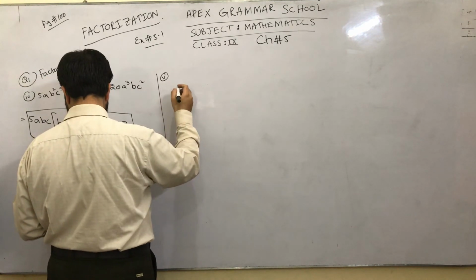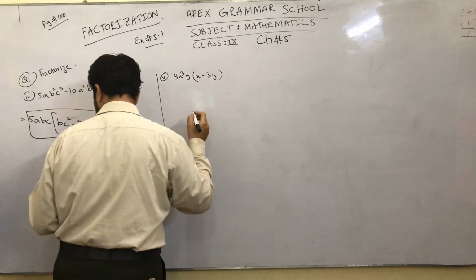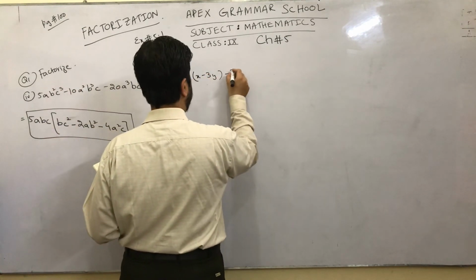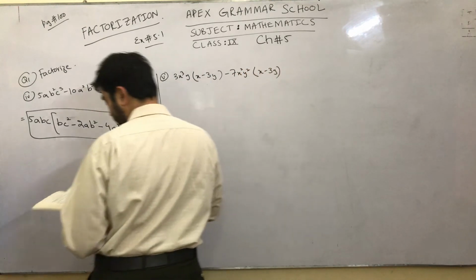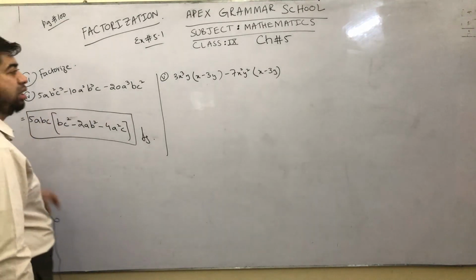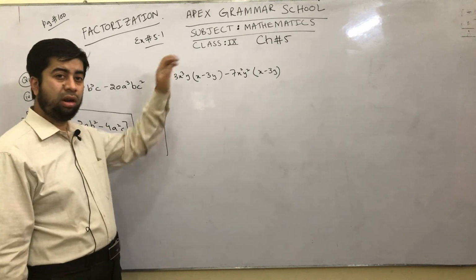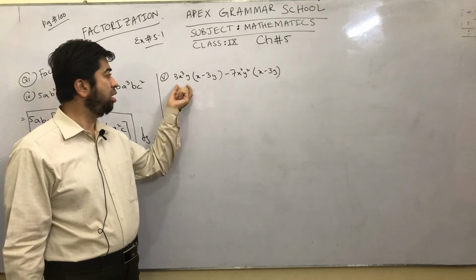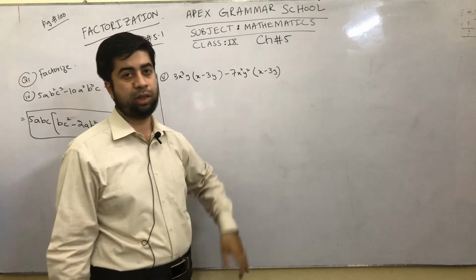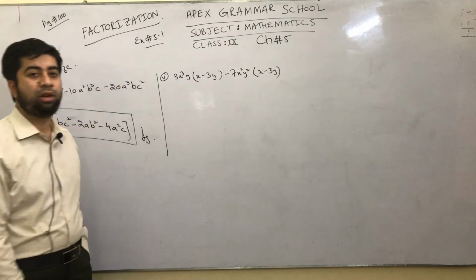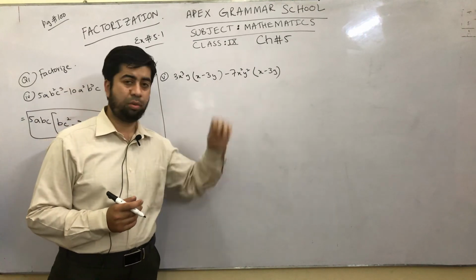Question number 1, part 5. 3x cube y, x minus 3y, minus 7x square y square, and x minus 3y. You see that what is different in this question? You see that this 3x cube y is already taken common from this expression, and this negative 7x square y square have already taken common from this expression. So you don't need to take common further, because there is nothing common here and nothing common here.